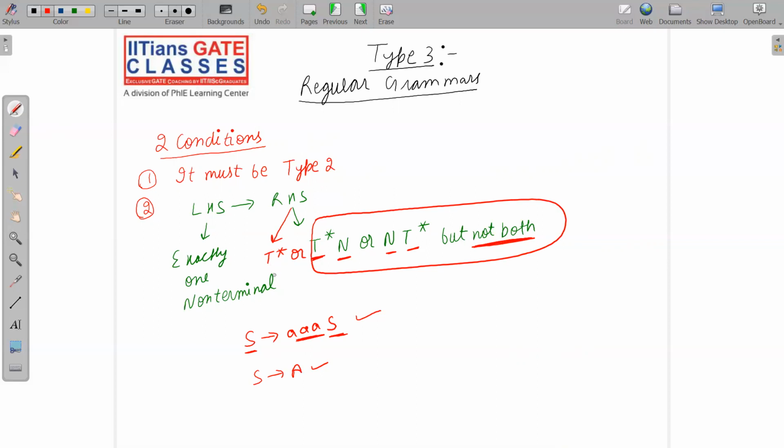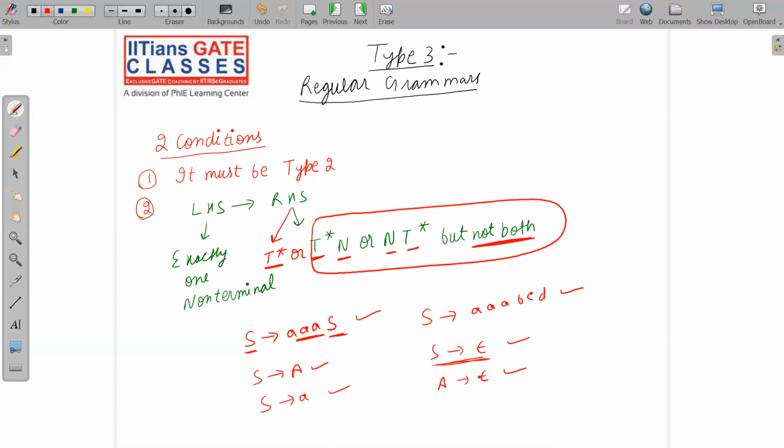Okay, so let me explain it properly. S implies triple A, S, this is type 3. S implies capital A, this is type 3. S implies small a, this is also type 3 because of T star part. And S implies say A, B, C, D, this is type 3. Yes, S implies null, this is also type 3. A implies null, this is also type 3.